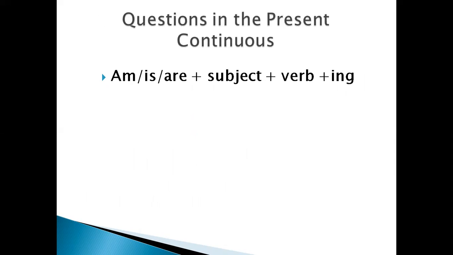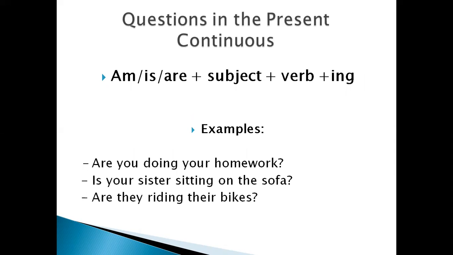To make questions in the present continuous, you invert the subject and the auxiliary verb to be. So the structure is am/is/are plus subject plus verb and ing. Are you doing your homework? Is your sister sitting on the sofa? Are they riding their bikes?